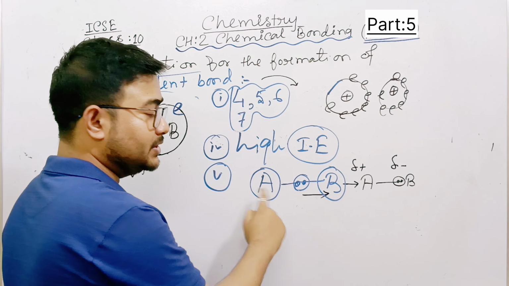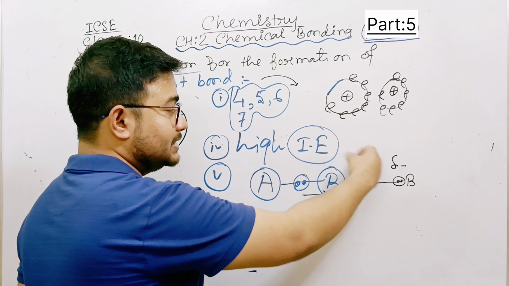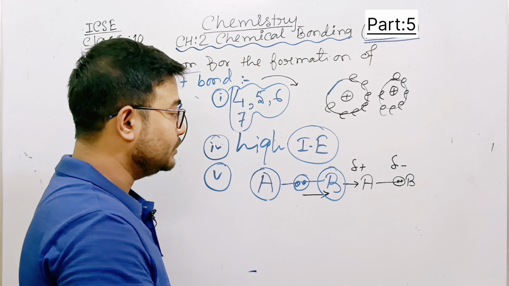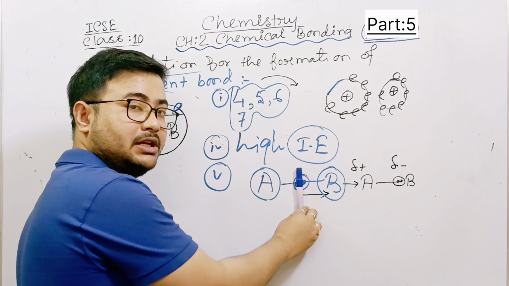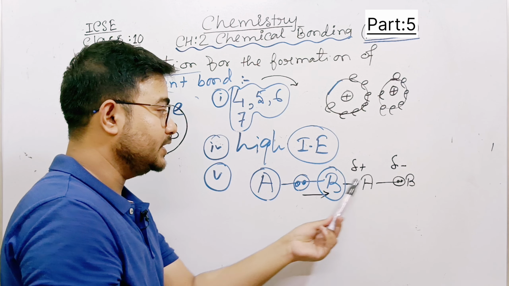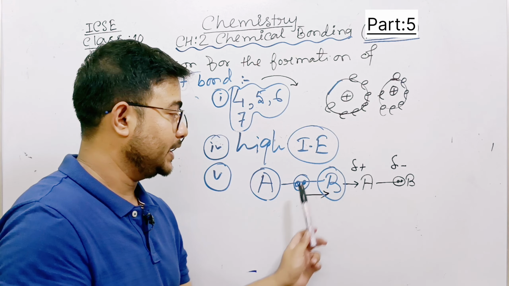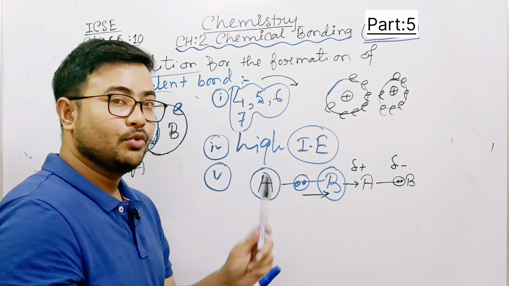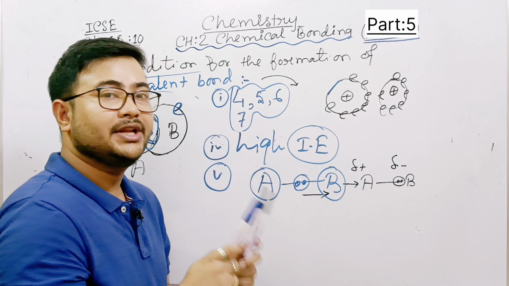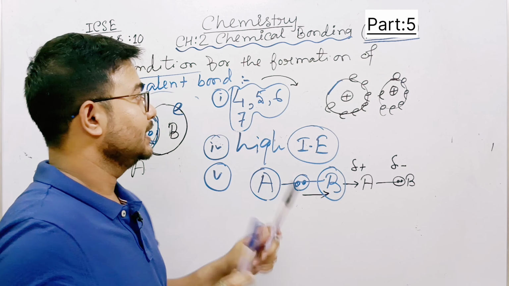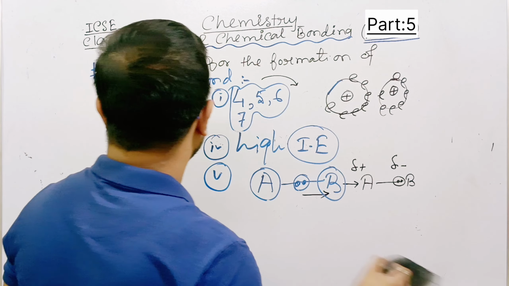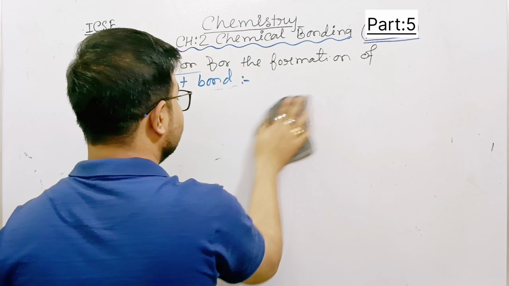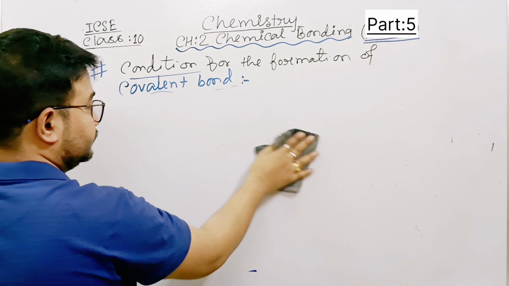If both have the same electronegativity, and electronegativity means trying to pull the electron, then the electron is present at the middle. But if one has more electronegativity, it pulls towards itself. It is not covalent. It is covalent. So what is the last condition? Both atoms have more or less zero difference in electronegativity. Done. These 5 conditions are very, very important for our board, ICSE class 10.